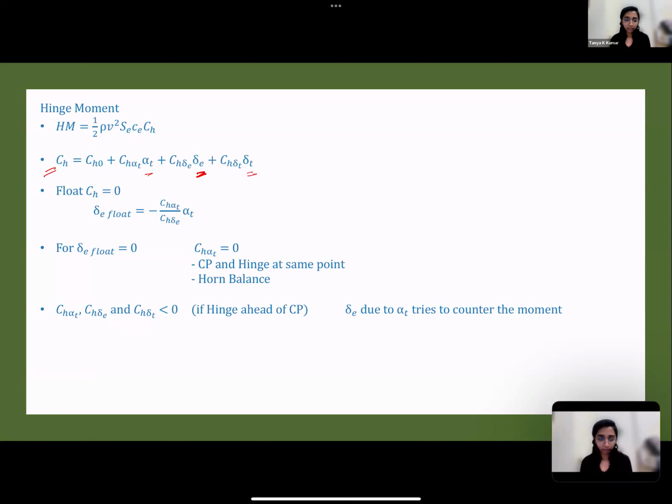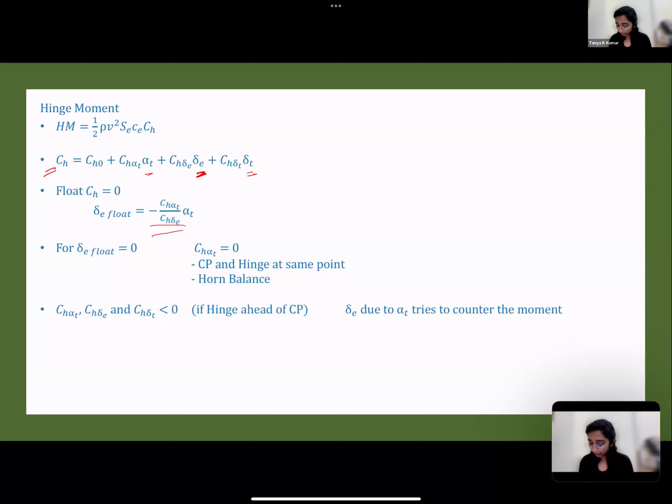Now, if you were to assume that you have no trim tab and you just set the CH to 0, which is when you allow your elevator to float freely, that is when you have no moment at the hinge line. Otherwise, you have hinge moment. So you can set CH to 0 to simulate the delta E float, or at what angle the elevator will float if you allow it to, like if the stick is left free. So that delta E float is given by this equation.